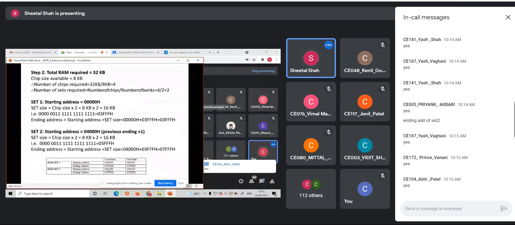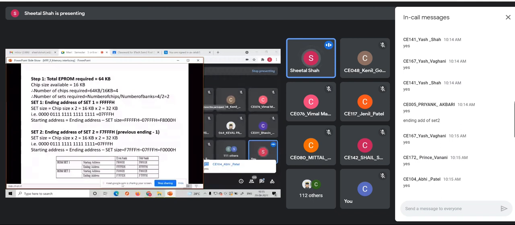So since we are having two banks, even bank as well as odd bank, we have found that for the first set, for the odd bank, the last address was FFFFF. For the even bank, it would be FFFFE. Do you agree to this? Because the A0 bit would be 0 here for the even bank, and hence the last address of that even bank would be FFFFE. Okay. Whereas the starting address of the even bank would be F8000, and the starting address of the odd bank of set 1 would be F8001. Hope this is clear, everyone.